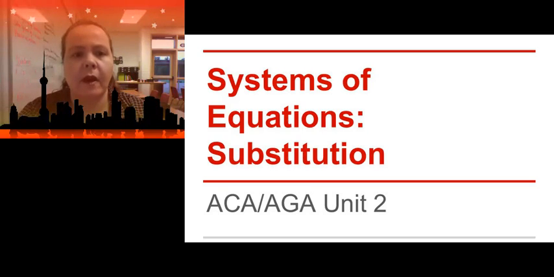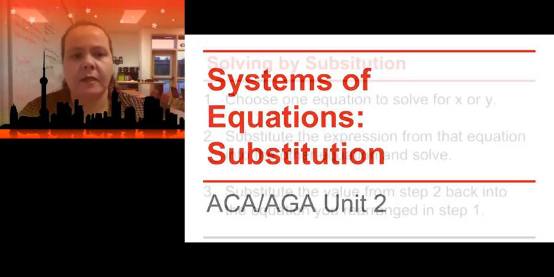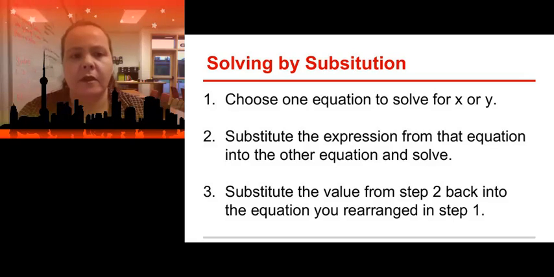And today we're going to talk about systems of equations, solving by using substitution. When you solve by substitution, the first thing you're going to do is choose one of the equations you're given and solve that equation for x or y by rearranging the equation so it's in the form x equals an expression or y equals an expression.